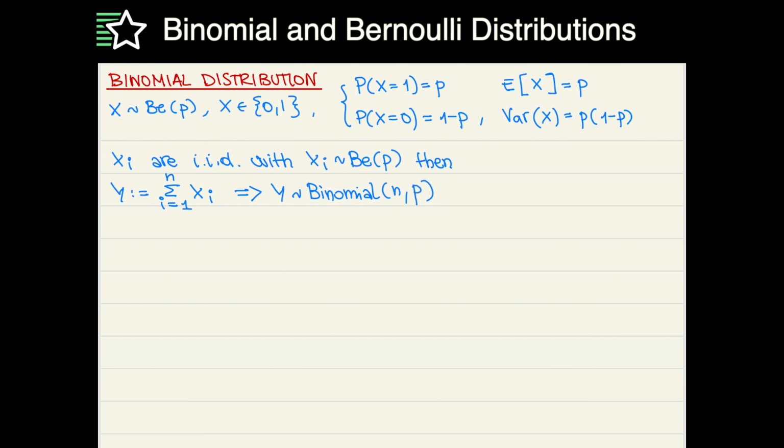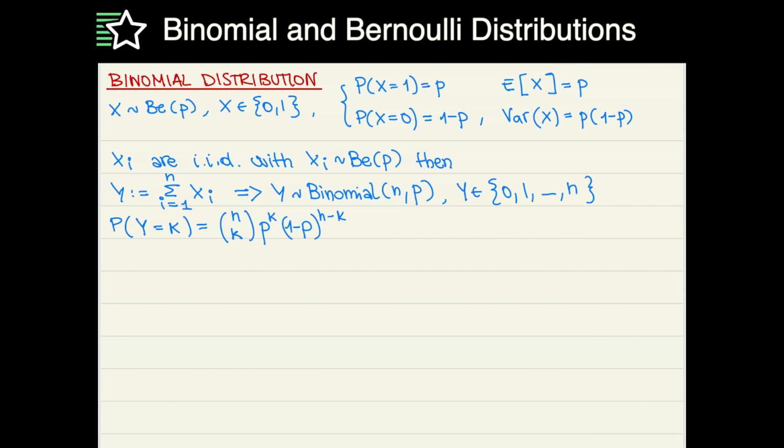As y is the sum of n random variables that can only be 1 or 0, the value of y will be between 0 and n. The PMF, the probability mass function of y, that is the probability for y to be equal to a certain number k between 0 and n, is equal to n choose k, p to the power of k, 1 minus p to the power of n minus k.